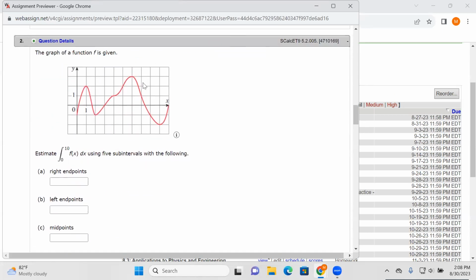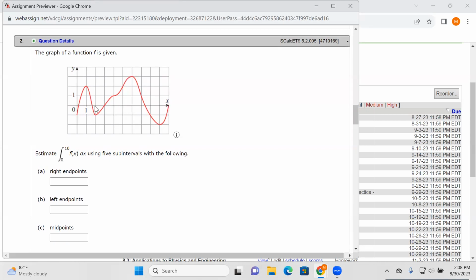Let's see. Okay, the graph of f of x is given. Oh, estimate, right? So here, we're just going to use our best judgment. 5 subintervals. So here's 1, 2, 3, 4, 5, 6, 7, 8, 9, 10. That's the whole picture of what this graph is; the graph exists between 0 and 10. Using 5 subintervals, we'd go from 0 to 2 for the first, 2 to 4 for the next, 4 to 6, 6 to 8, 8 to 10.